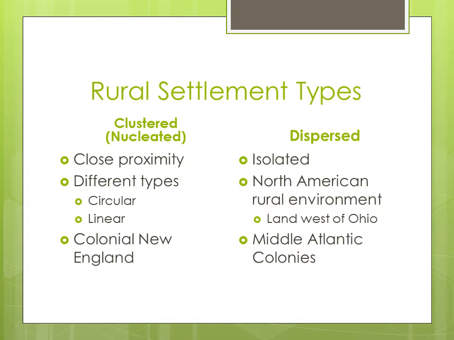On the flip side of that, the dispersed settlement pattern is, as the name suggests, more isolated. And we see that a lot in North America, particularly land west of the Ohio. The Great Plains is a great example of this. Very dispersed, far apart. And even the mid-Atlantic colonies were set up using a more dispersed pattern called metes and bounds. But largely, the reason that North America has a more dispersed rural settlement pattern, especially in land west of the Ohio, is because of a system called the township and range system. We're going to talk about that here in just a couple minutes.